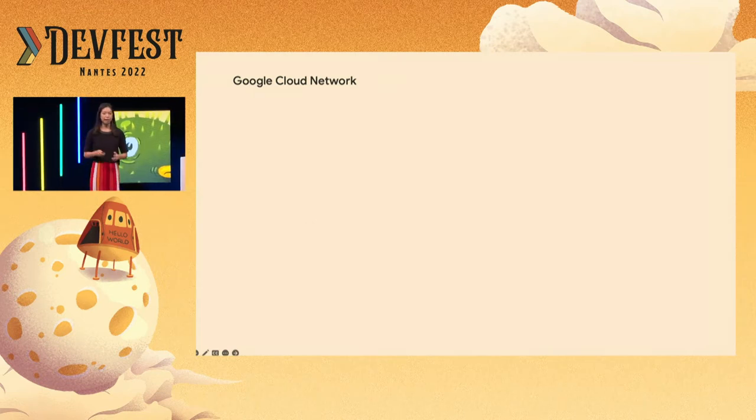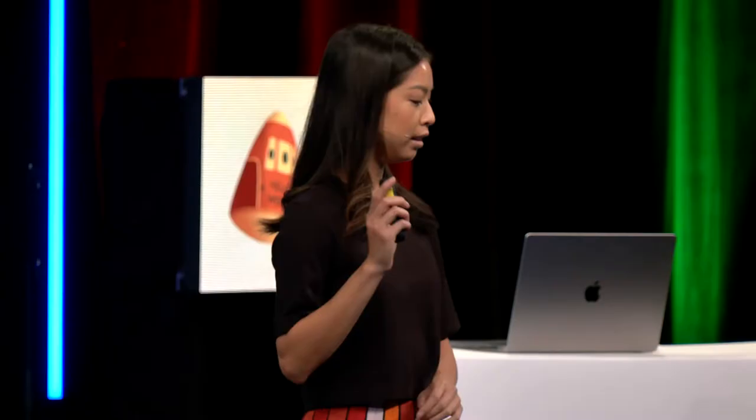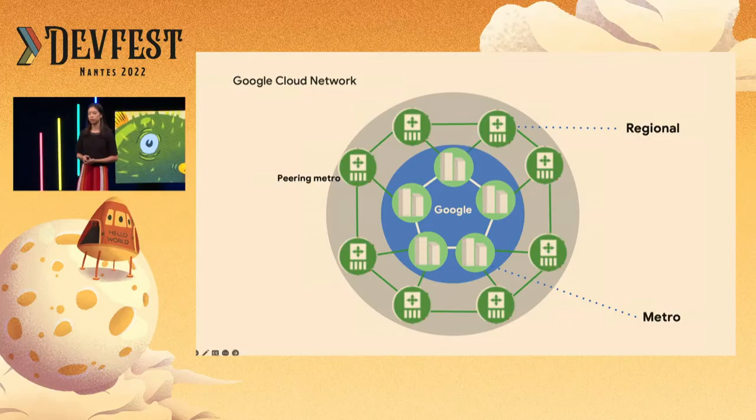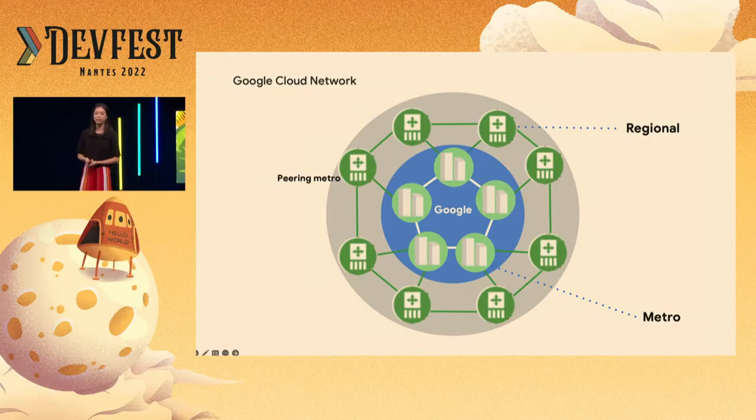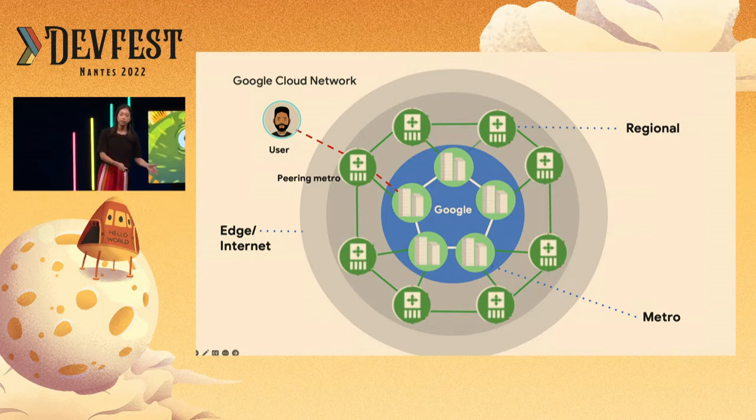So to understand how we plan for capacity, there are 3 layers of our network that we think about. The first being the metropolitan level. So this is the network that connects data centers within a metropolitan area. And then we have our regional network, which connects our pathways between regions, and sometimes they might be in the same continent, sometimes they're across continents. And then lastly, our edge network. So this is the network that connects Google Cloud's network to the public internet, or ISPs, internet service providers.